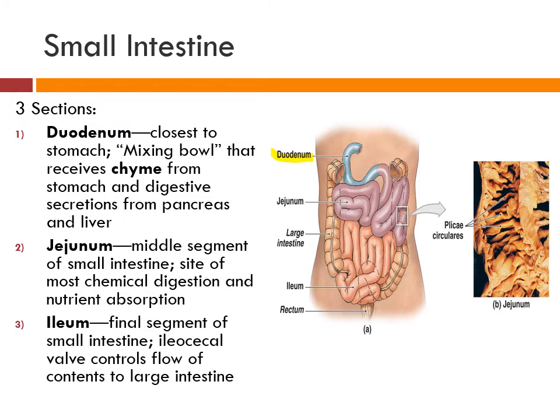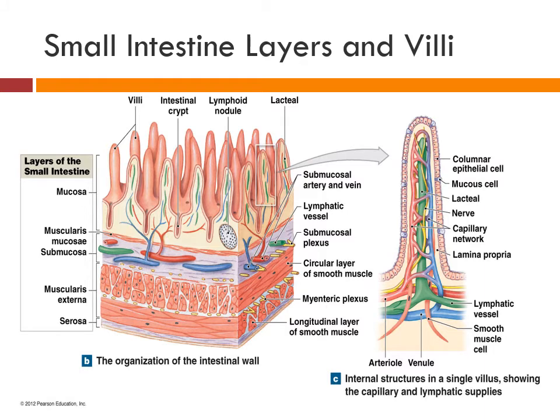The jejunum is the middle segment. That's where most of the chemical digestion and nutrient absorption takes place, within the jejunum. I would remember that. The ileum is the final segment, so it's the end, and it ends at what's called the ileocecal valve. And the ileocecal valve controls the flow of contents from the small intestine into the large intestine.